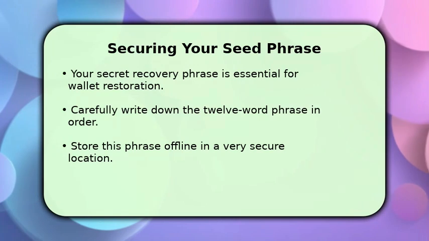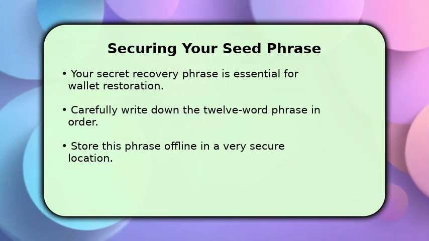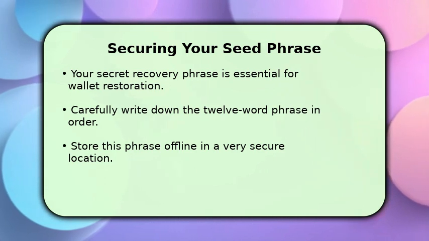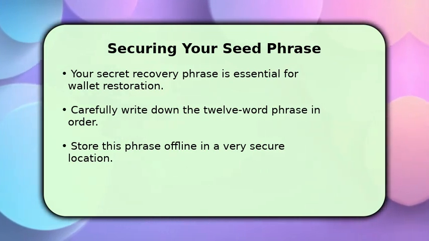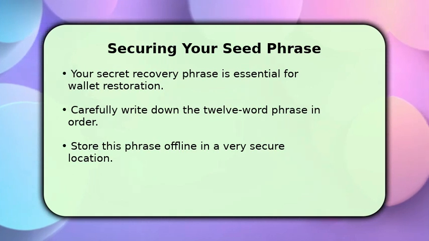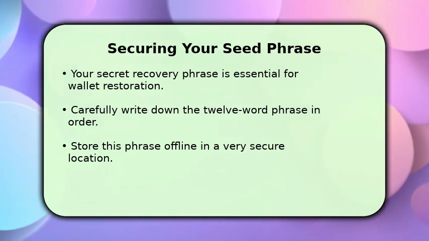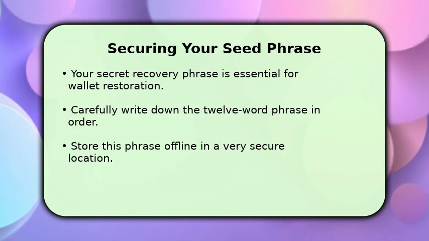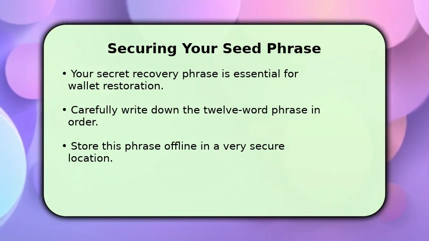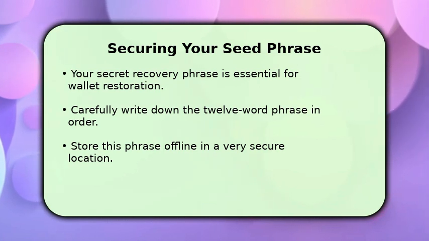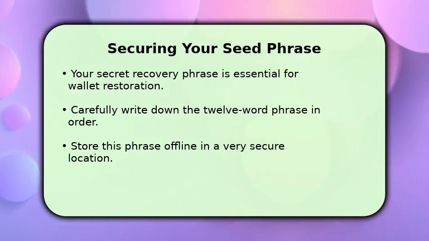The next step is extremely important: securing your secret recovery phrase. This phrase consists of 12 words and is the master key to your wallet. If you ever lose access to your device, this phrase is the only way to restore your funds. Write it down precisely, word for word, and store it in a safe, offline place. Never, under any circumstances, share these 12 words with anyone.